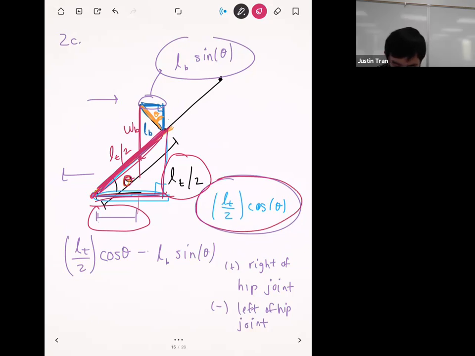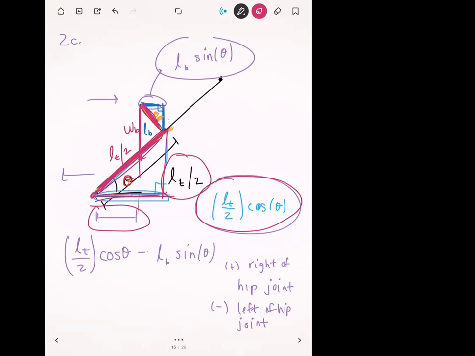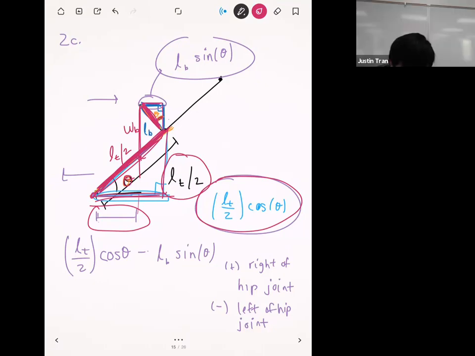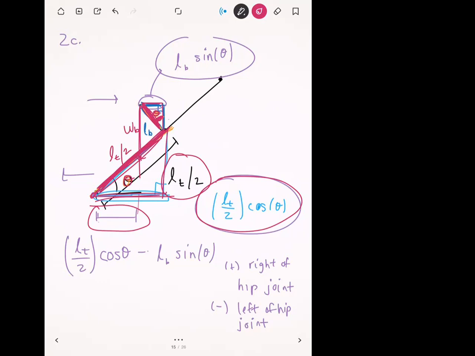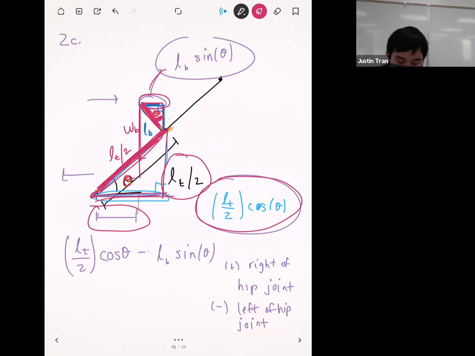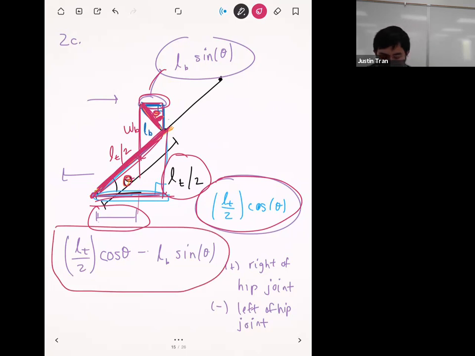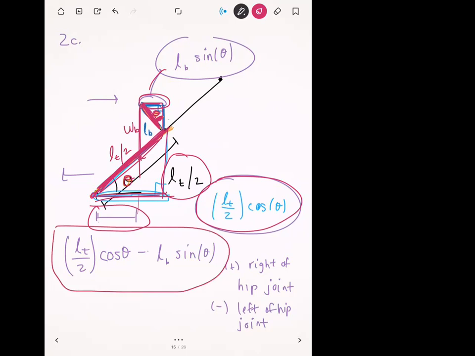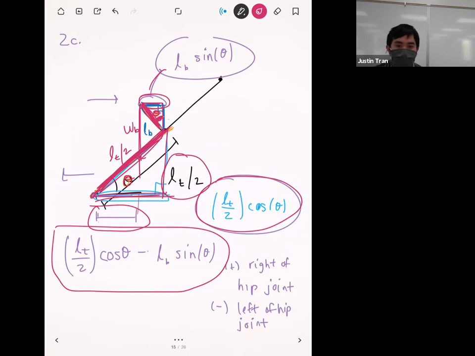Right? And then I think the tricky part is factoring in this LB right here, right? And so you can once again draw a triangle, okay? But this time the angle theta is going to be on this part right here. So this horizontal length here is going to be LB times sine of theta, right? And so if you take the difference between these two lengths, LT divided by 2 cosine theta minus LB sine theta, that's going to give you your moment arm for the backpack.